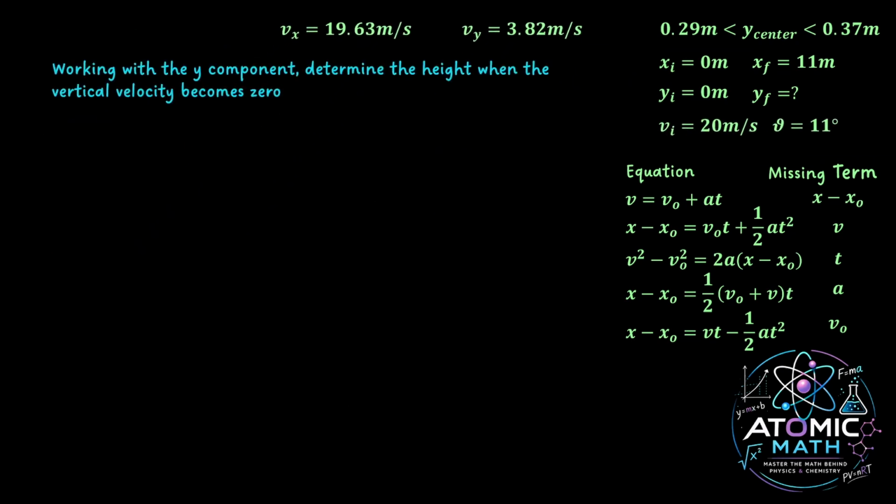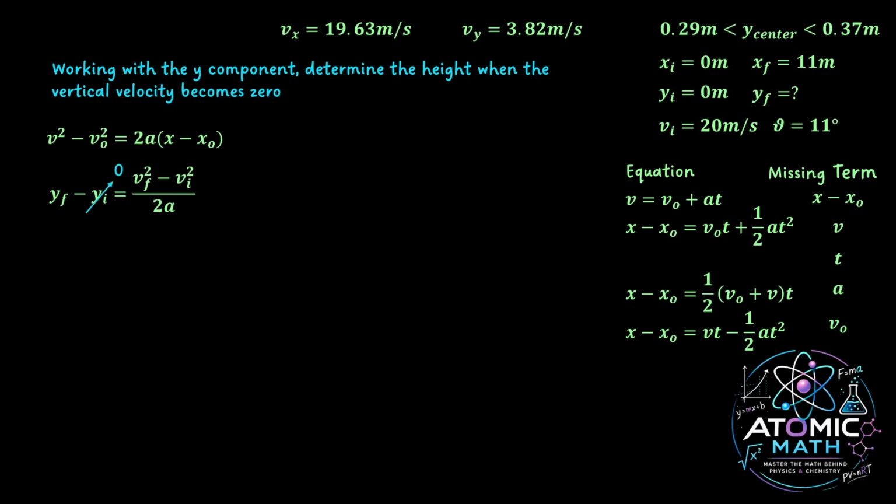So the first thing we're going to do is work with the y component, and we want to determine the height when the vertical velocity becomes 0. I'm not talking about time here, nor am I looking for it, so I'm going to pull the equation out that doesn't need time. And if we rearrange this and change our x's to y's, we're going to get an equation like this. Now, we happen to know that our initial y is 0 because we're starting from the ground. We also know that our final velocity is going to be 0, because that's what we're trying to figure out, how high when the ball stops moving up.